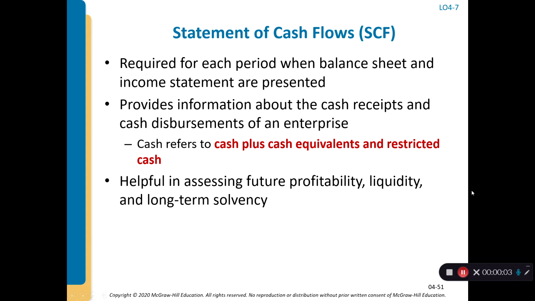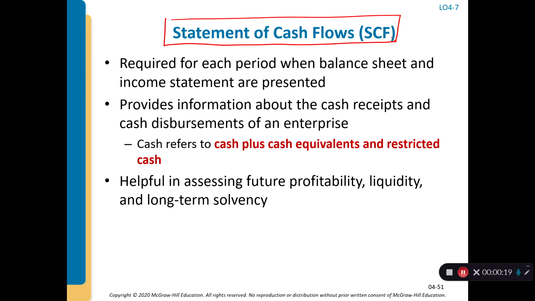Welcome back to the chapter, fourth part. So now we're going to talk about the statement of cash flow, right? We have finished talking about the statement of net income.